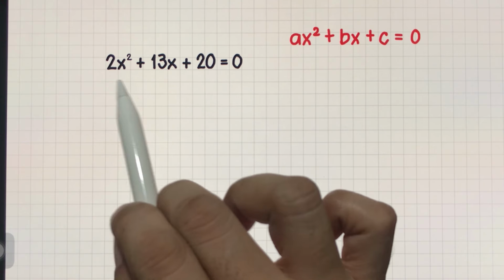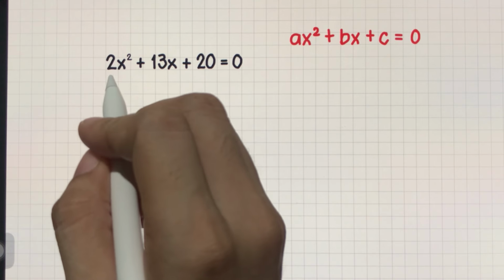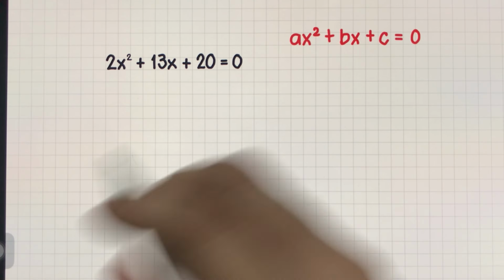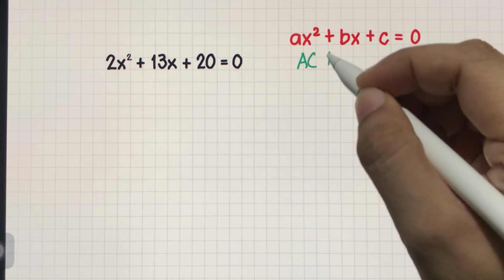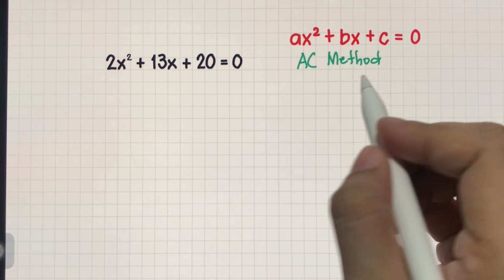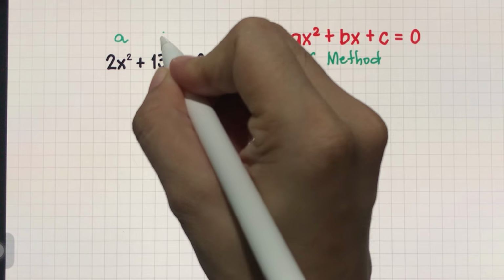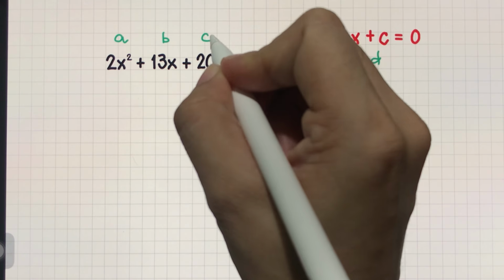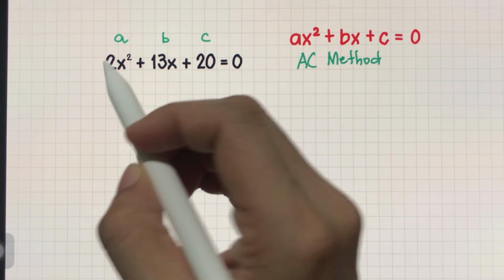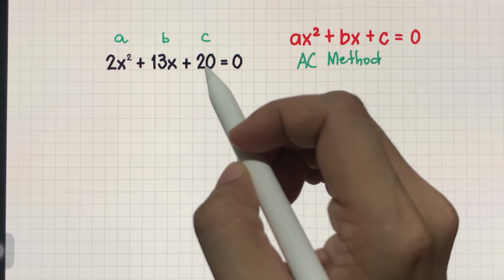Now what if the given is like this? There is a numerical coefficient in the first term. So here, we may use the AC method. To apply this method, you must know that the first term is for A, second term is for B, and third term is for C. So the numerical coefficient of A is 2, B is 13, and C is 20.